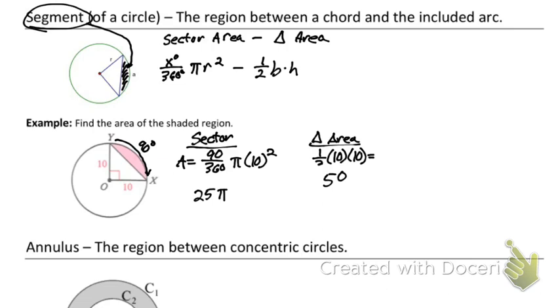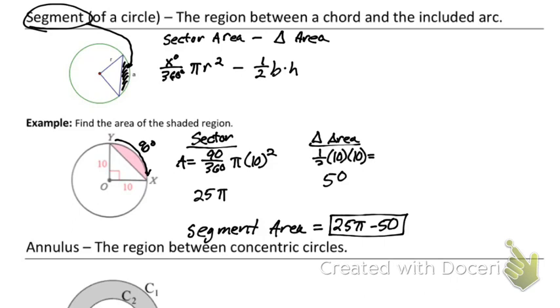All right, so that means our segment area is going to equal our sector, 25 pi, minus 50, which you can't simplify any further than that. So it's just going to be 25 pi minus 50.